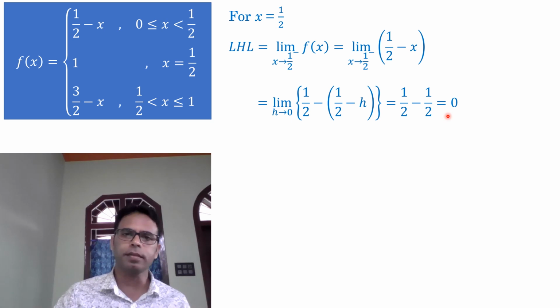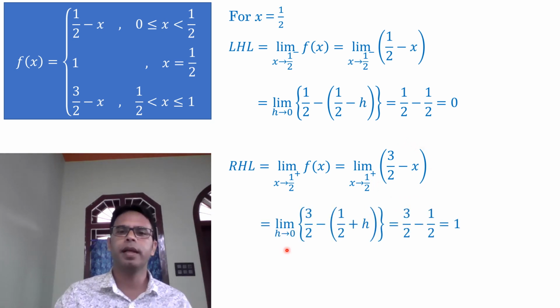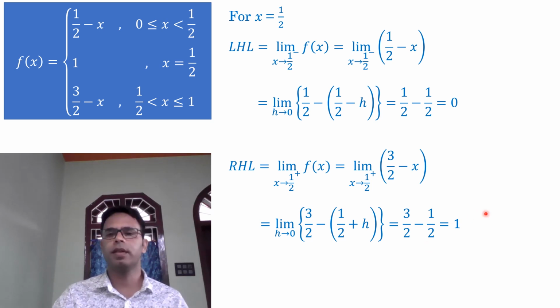Now the right hand limit we will see. So right hand limit x tends to half plus. x tends to half plus means x is greater than half, so f(x) should be replaced by this one, 3/2 minus x. Then make it h tends to 0. So limit h tends to 0 of 3/2 remaining the same minus x, and x is replaced by half plus h. So this is 3/2 minus, h is 0, so half, and it is obtained as 1. 3 by 2 minus half is equal to 1.